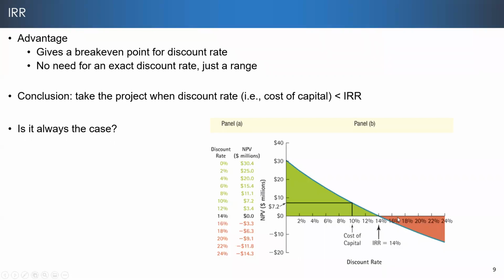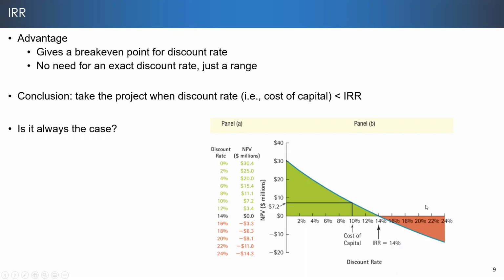However, if our estimate of discount rate is higher than 14%, let's say around 17% over here, then we will have a net present value somewhere over here, meaning a negative net present value. So in this case, we should not take the project. Going back to the rule, the IRR rule gives us a break-even point to make a decision on our project, depending on where our estimate of cost of capital lies. If it's within the green zone, we take the project. If it's within the red zone, we reject the project.